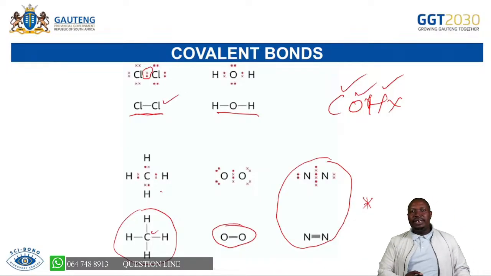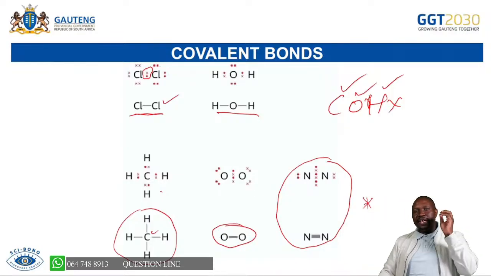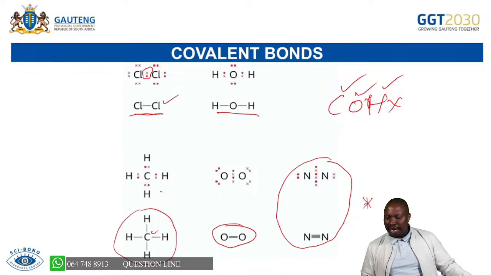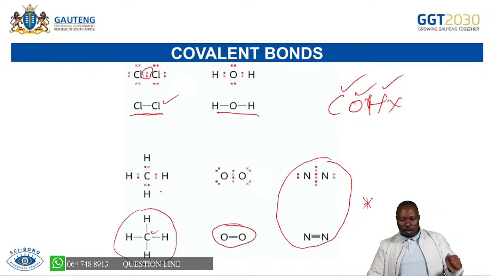And because these are non-metals bonding to other non-metals, they are sharing electrons. Hence we are dealing with covalent bonding. I hope you have understood that, and we are moving. You have all your COGS on.